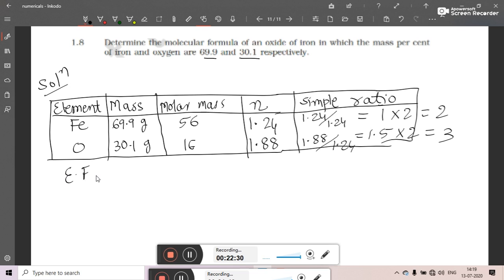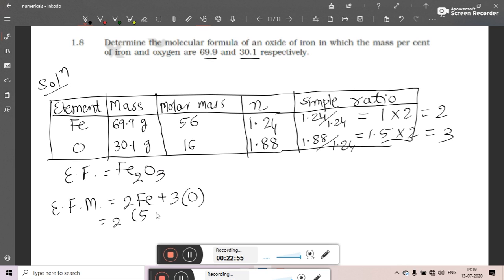So empirical formula in this case is equal to Fe2O3. Now from the empirical formula we have to find the empirical formula mass. So empirical formula mass equals 2 times Fe plus 3 times oxygen. That is equal to 2 times 56 plus 3 times 16, which is 112 plus 48. So that is equal to 160 gram.